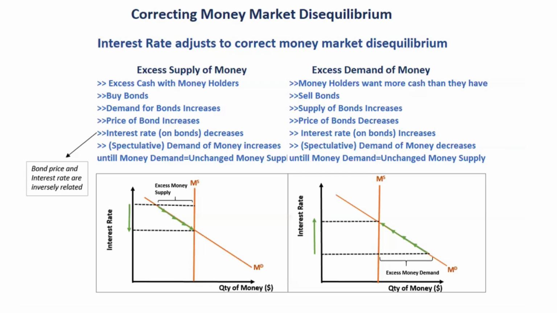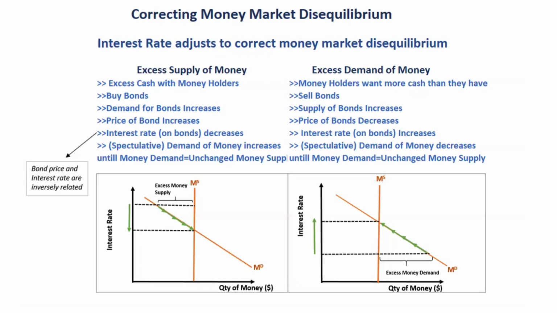Now, if we move on to what happens if we have an excess demand for money. So in this case, money holders want more cash than they have. So they're going to sell the bonds that they have, which is going to increase the supply of bonds. Thus, the supply curve for bonds shifts towards the right in the bonds market, which is going to cause a decrease in the price of bonds.